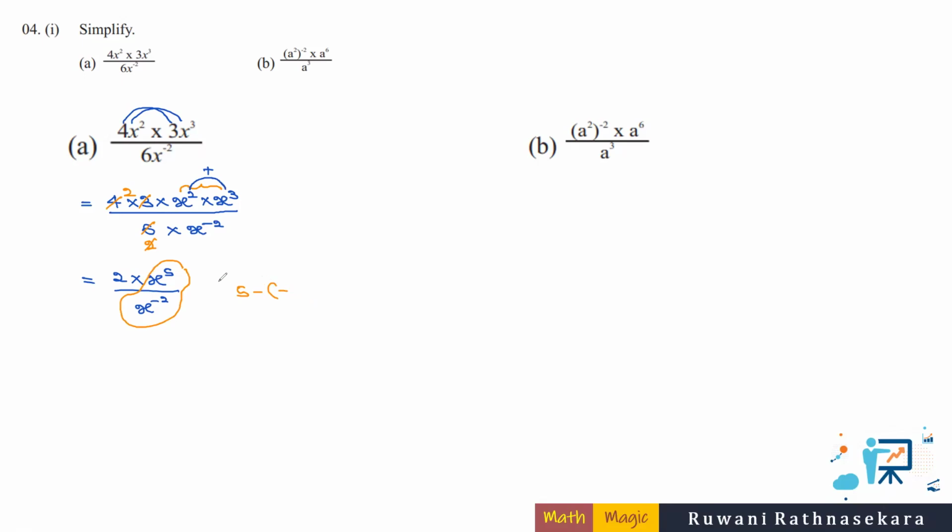There is an easier method, which is, since x to the power minus 2 is with the negative index, you can bring it up. If it's below, you take it up; if it's above, you take it down.